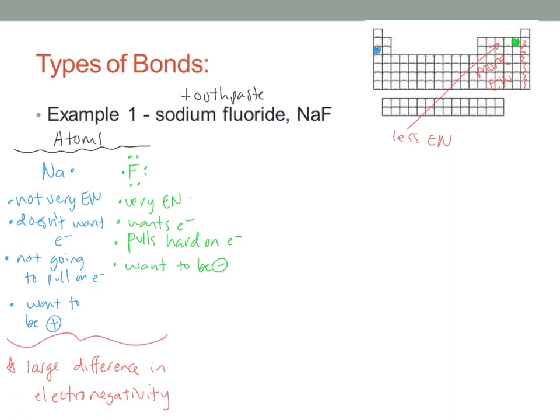Versus sodium doesn't care about its electron at all. It willingly gives it up. It's going to have a noble gas configuration afterwards, etc. So sodium really doesn't care about that one electron. Fluorine really wants that electron. So what we end up seeing if these two elements meet is that sodium's just going to transfer its electron to fluorine. Fluorine is going to rip that electron away from sodium. So we see a transfer of electrons in this case.